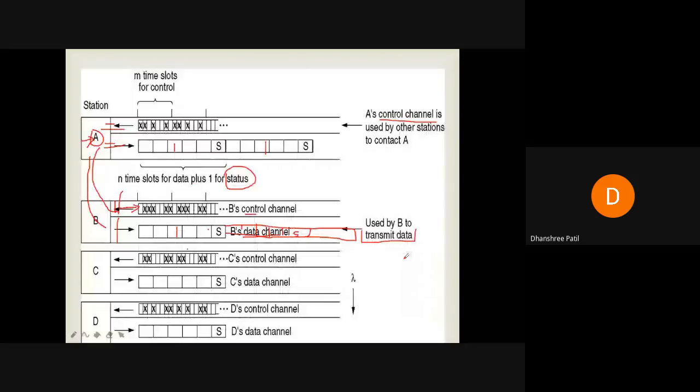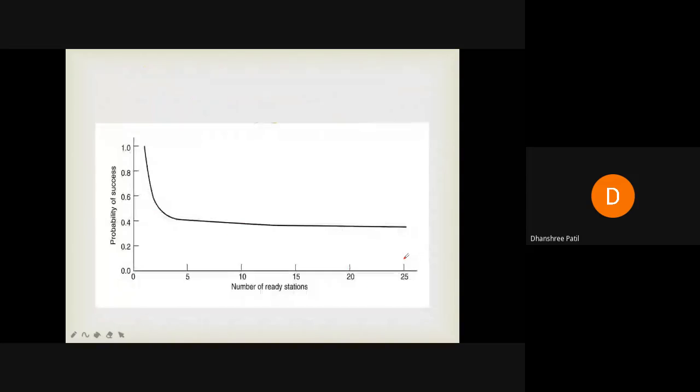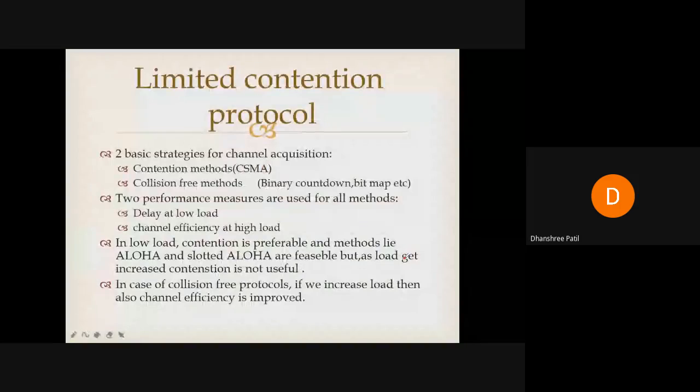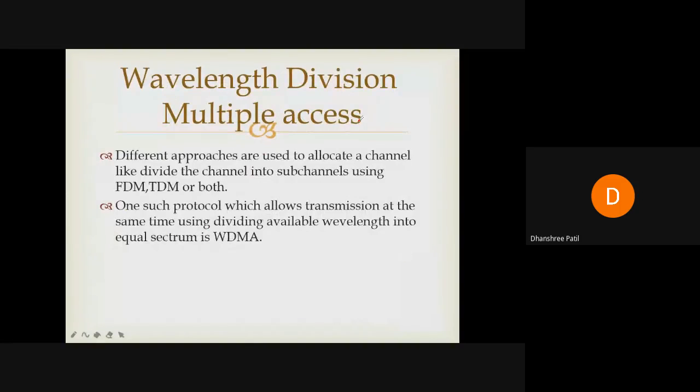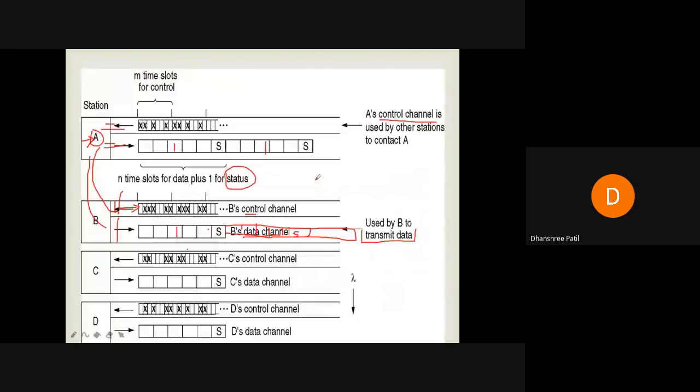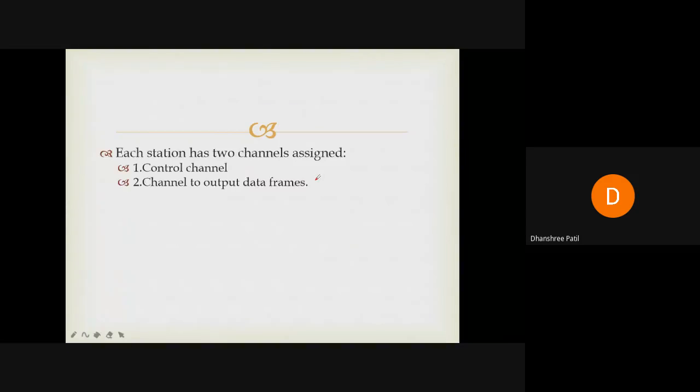Whatever part we have seen, out of that, this particular limited contention protocol is asked in the exam. Adaptive tree walk: you have to explain that example, how the grouping is done and all. So that is done. This wavelength division multiple access is not asked; I think only once it was asked, and after that it is not asked. So you just read and remember this diagram. Whatever you understand from this diagram, that explanation you can give.